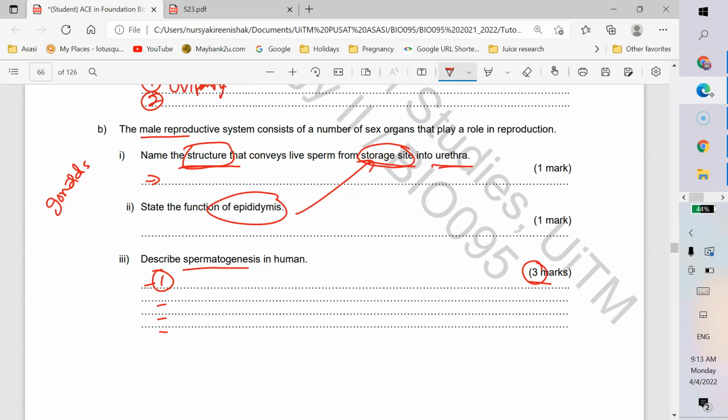FSH, follicle stimulating hormone. Okay, FSH stimulates spermatogonium to enlarge into primary spermatocyte, or spermatogonium undergoes mitosis to become primary spermatocyte. So primary spermatocyte undergoes meiosis 1 to form 2 haploid secondary spermatocytes. Secondary spermatocyte undergoes meiosis 2 producing 4 haploid spermatids.